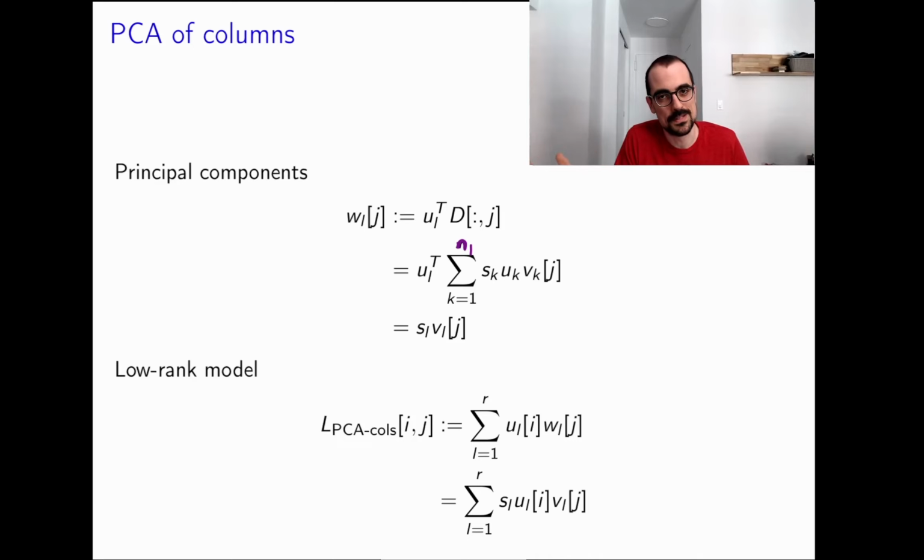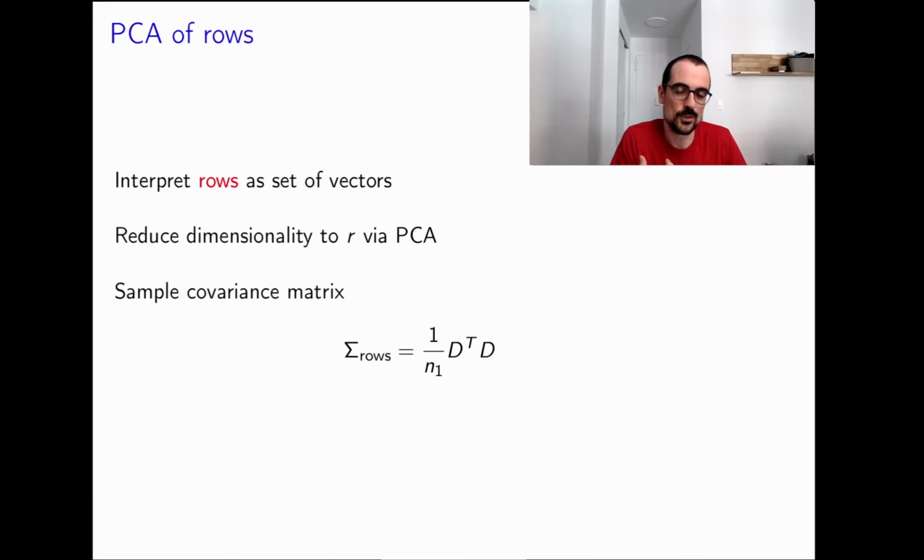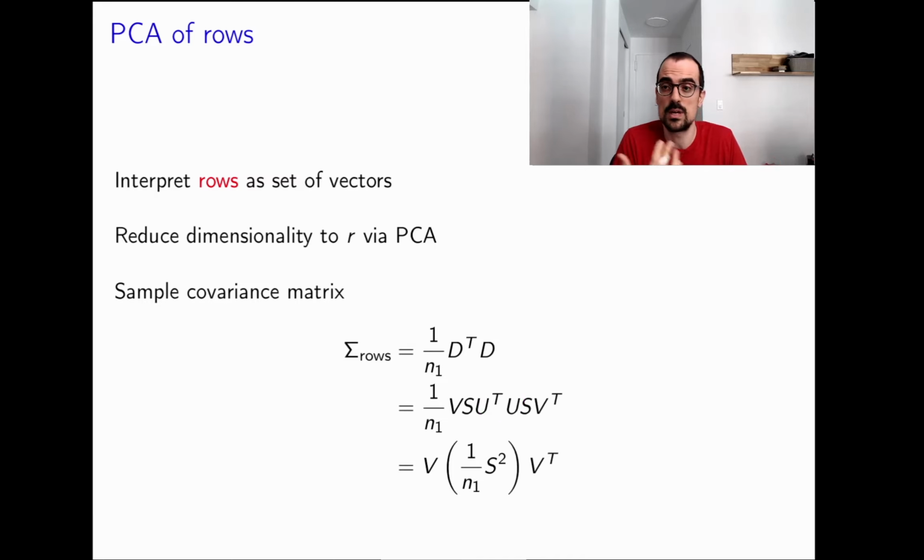So what's going to happen with the PCA of the rows? You might be imagining it. When we are doing PCA of the rows, we look at the sample covariance matrix of the rows that can be written as D transpose D. Let's plug in the SVD. Boom, what happens? Again, U has orthonormal columns, so when we do U transpose U, this is just going to be the identity, so it's going to disappear. And we end up with an eigendecomposition, where we have on the left the right singular vectors and on the right the right singular vectors transpose.